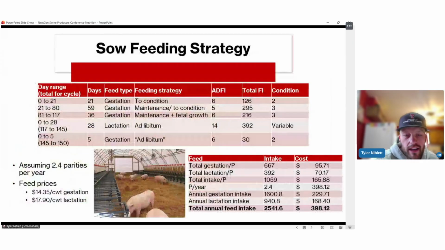So here's the other economics part of it. Essentially, this is based off how we feed our sows at Texas Tech, and it costs us about $400 a year to keep a sow on the farm. And these are our feed prices that we utilize. They are up to date as of November, and so that's what we utilize here, based on the various body condition and feeding levels that we implement.